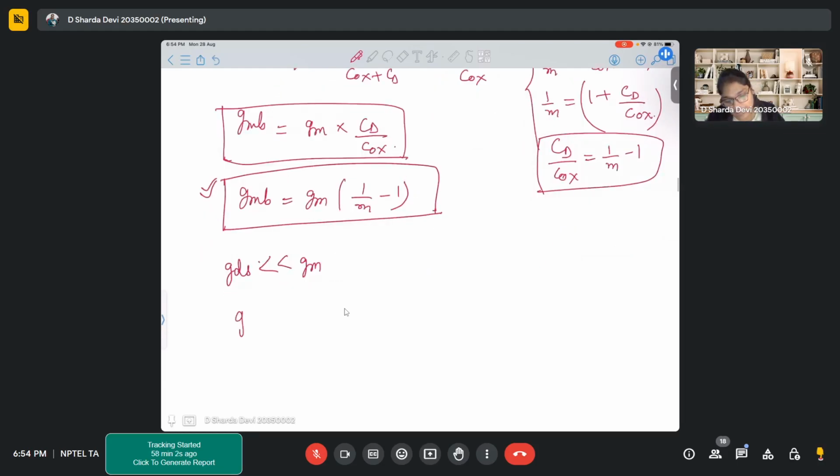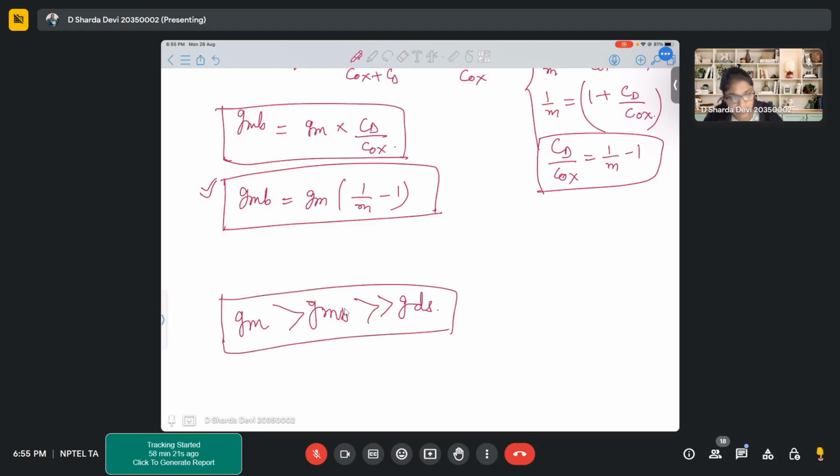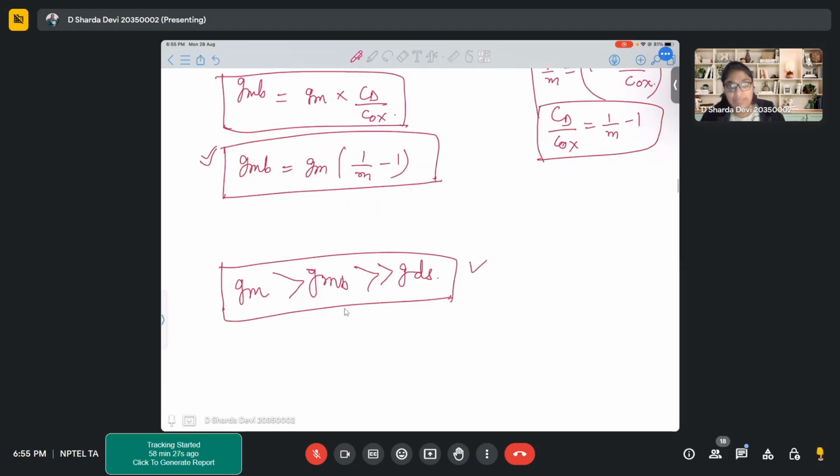So if we write the sequence of GM, GM is the largest, then you will have GMB, then you will have GDS. So this is the sequence of your transconductances in a given transistor. Is this clear? So the transconductance sequence is clear to everyone. Is there any doubt in this discussion? Yeah, it's clear, right?